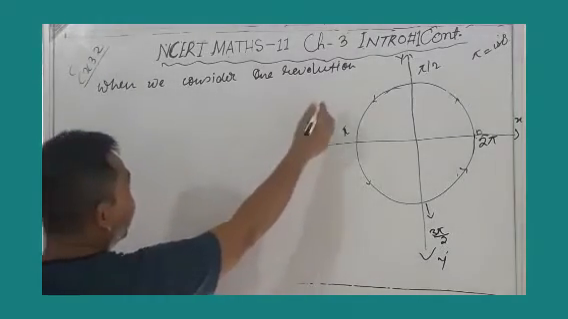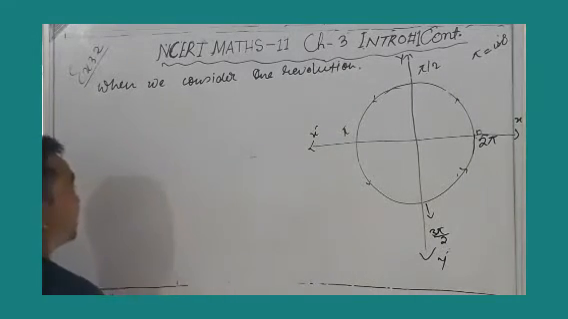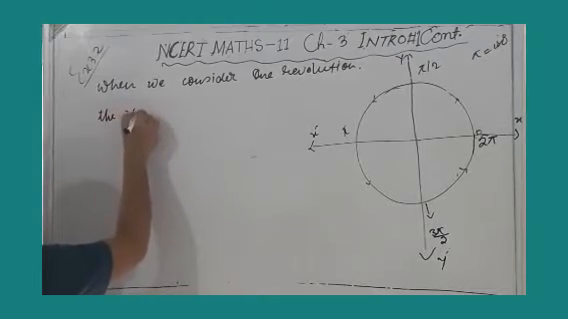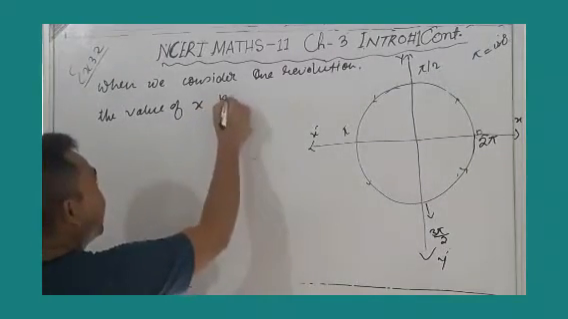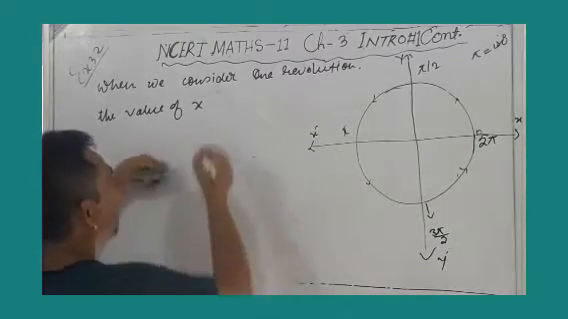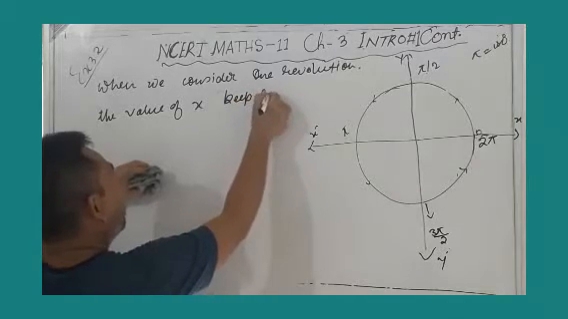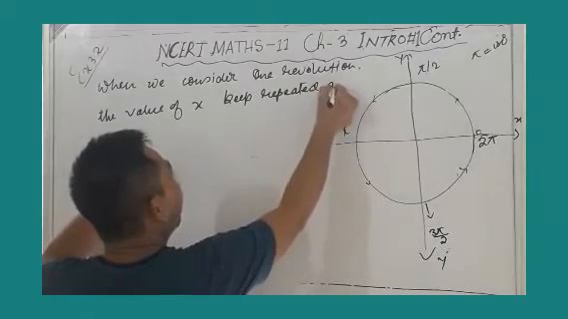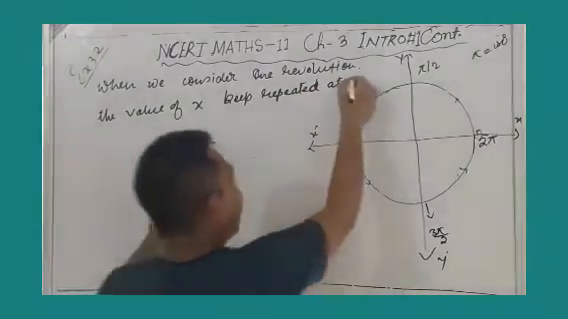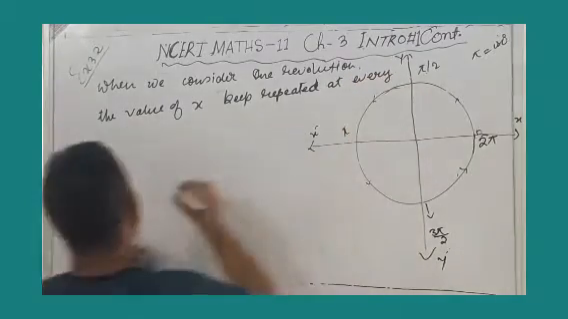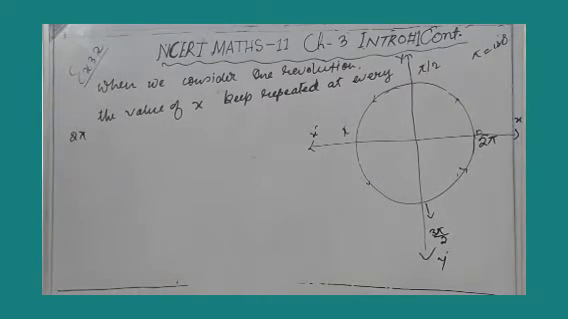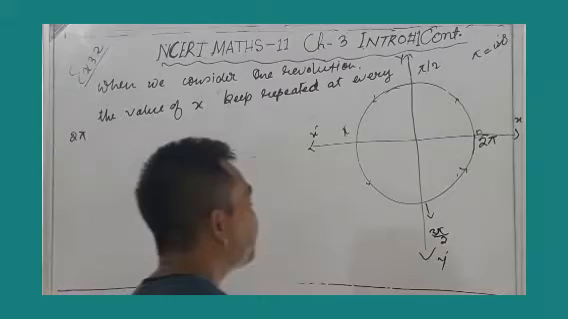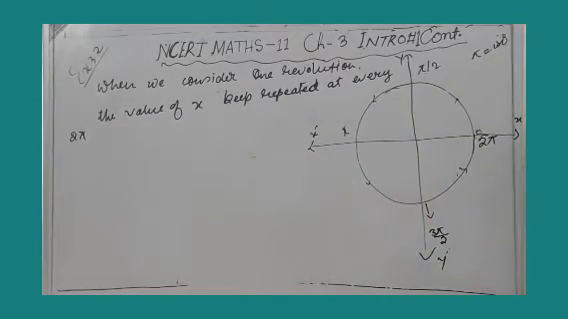When we consider one revolution, the value of x keeps repeating at every 2 pi, correct? So it will keep repeating, okay.